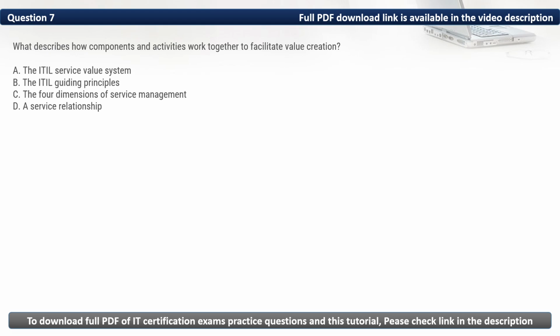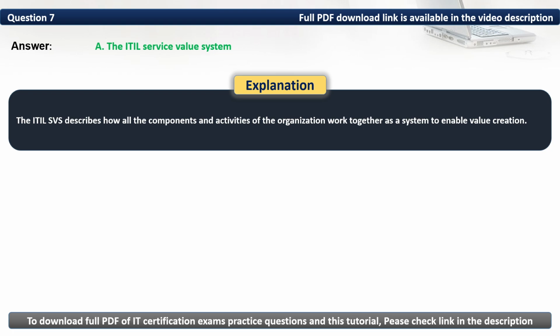The ITIL service value system describes how components and activities work together to facilitate value creation. Thus, the correct option is A. The ITIL SVS describes how all the components and activities of the organization work together as a system to enable value creation.